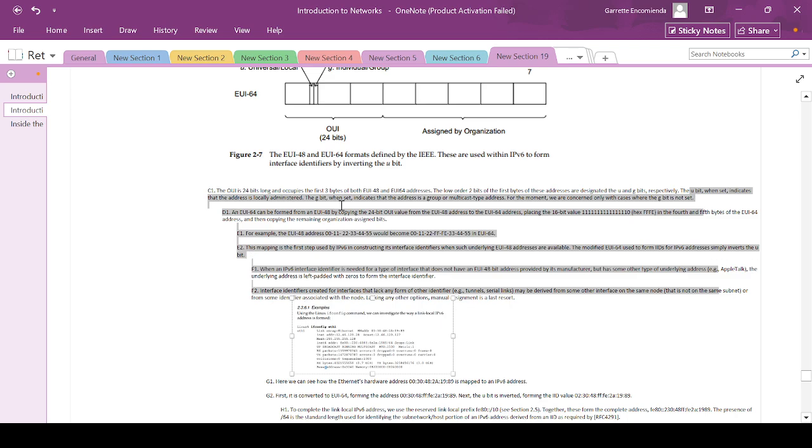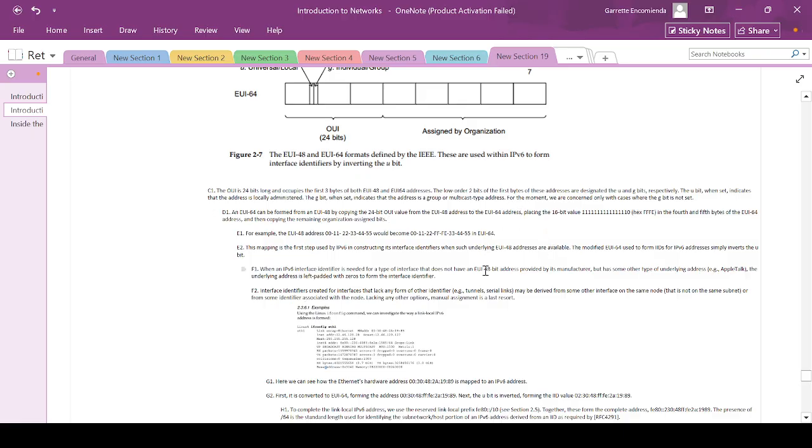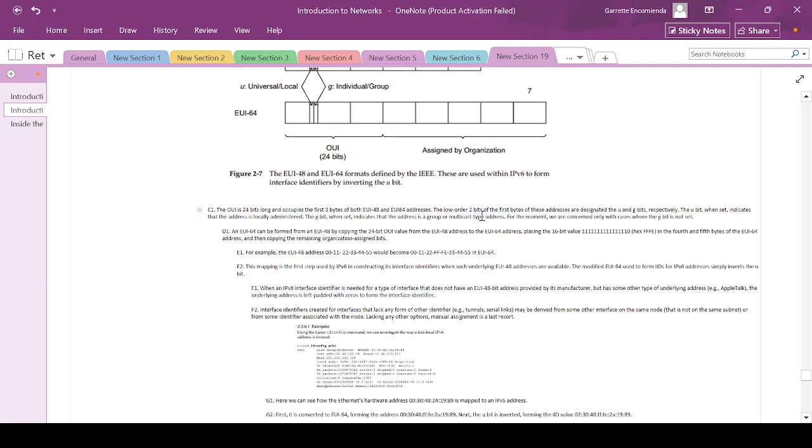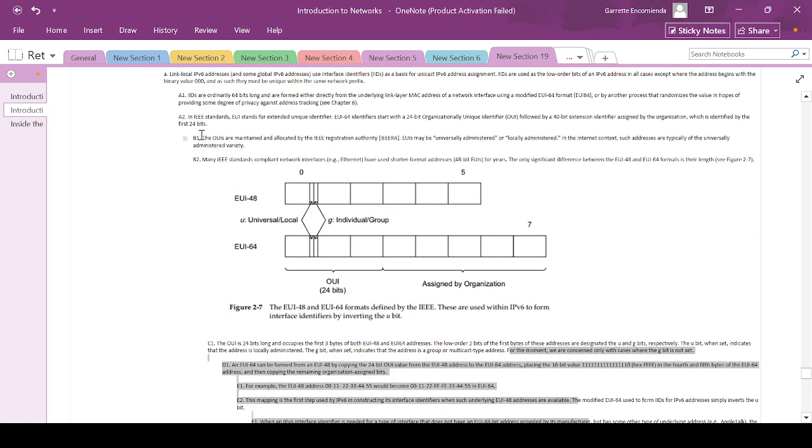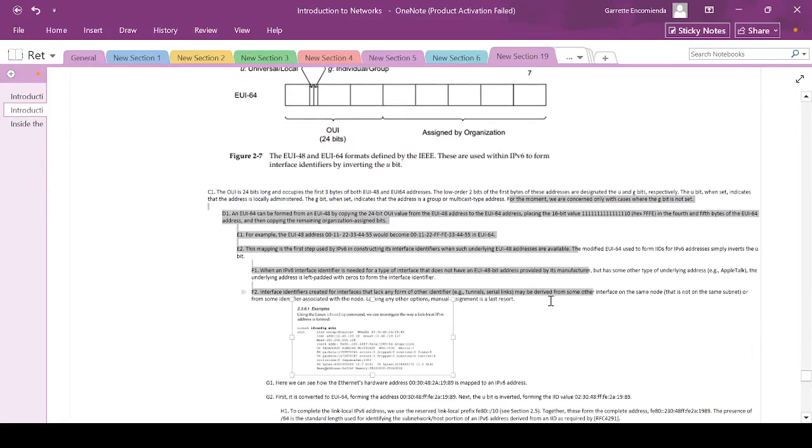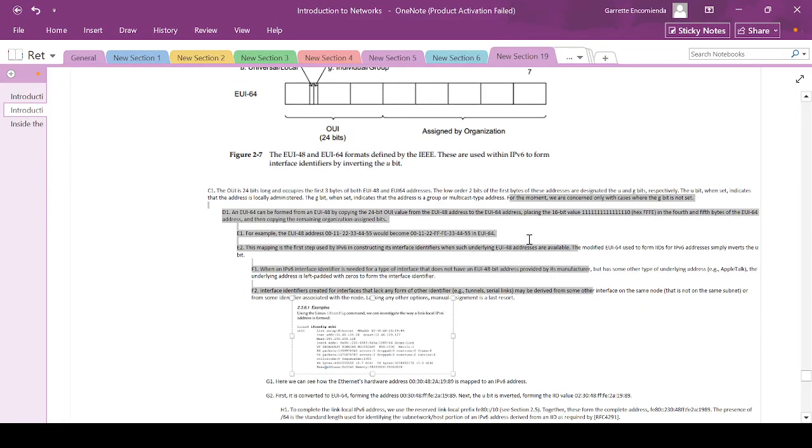If it's G, it means it's a group address or multicast. But if it's U, it means it's locally administered, unlike universally. This is to distinguish that IPv6 128-bit address within the network. Remember, this is still for link local IPv6 addresses. So that's the assignment for within the network. For the moment, we are concerned only with cases where the G bit is not set. So we're not concerned with multicast because that's a more complex one.